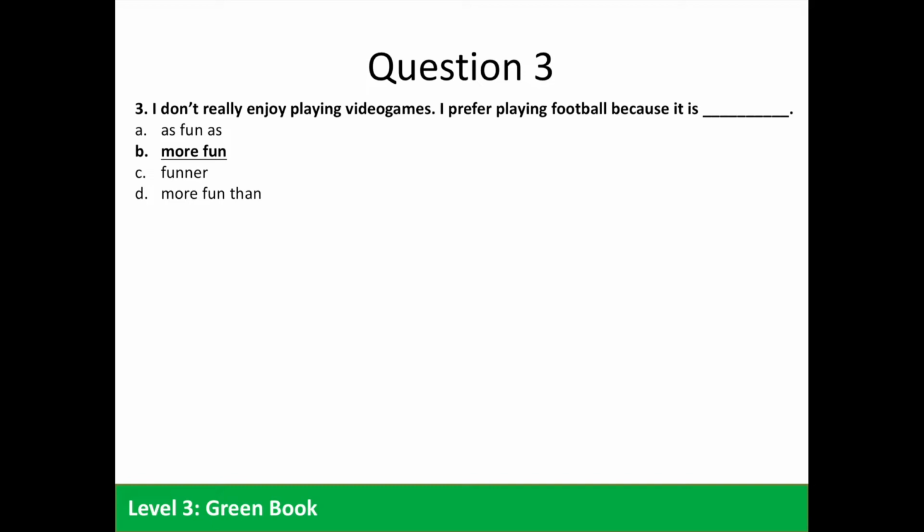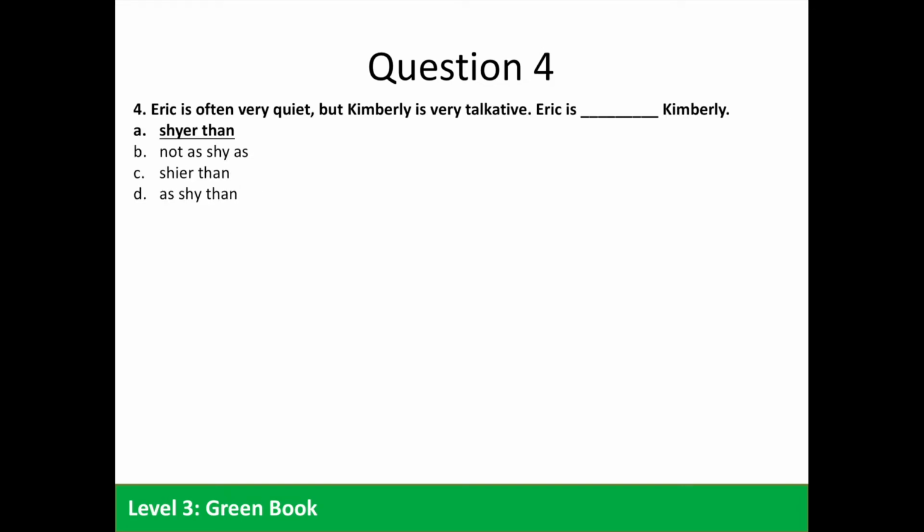Question 3. I don't really enjoy playing video games. I prefer playing football because it is blank. Here you have to remember that fun is an irregular comparative, so B, more fun, is correct. Question 4. Eric is often very quiet, but Kimberly is very talkative. Eric is blank Kimberly. Again, if Eric is quiet and Kimberly is talkative, that means Eric is shyer than Kimberly. A.